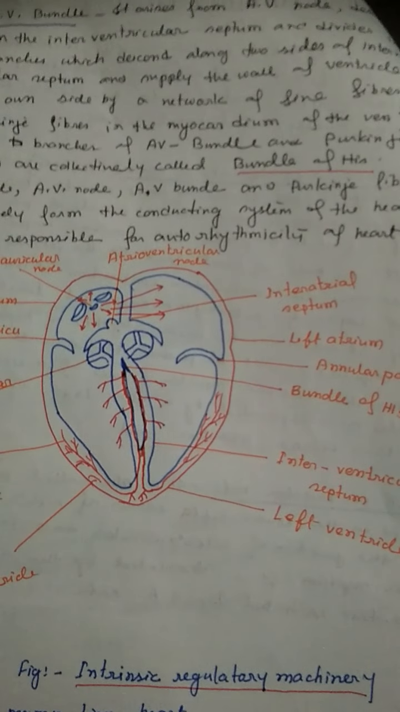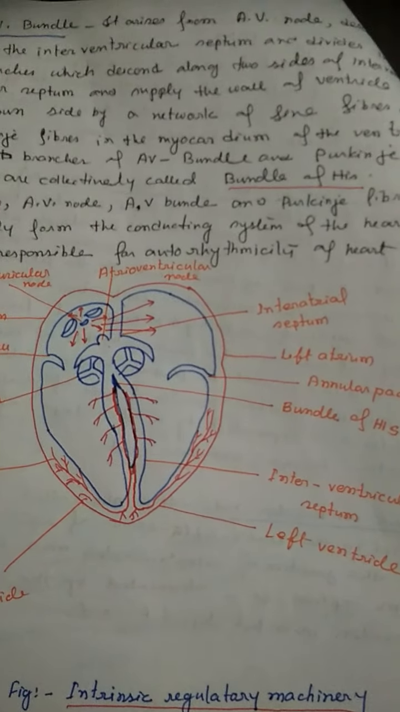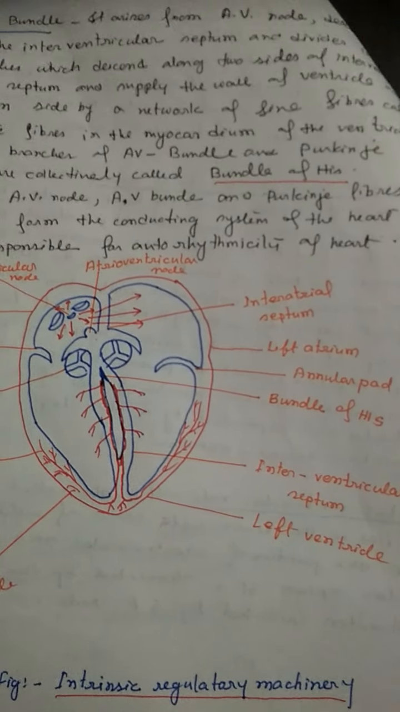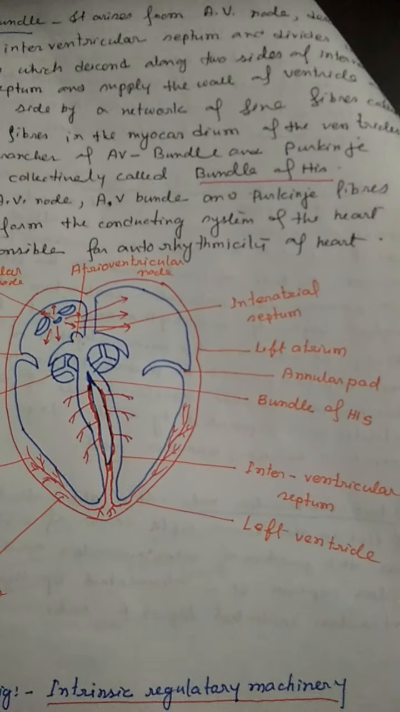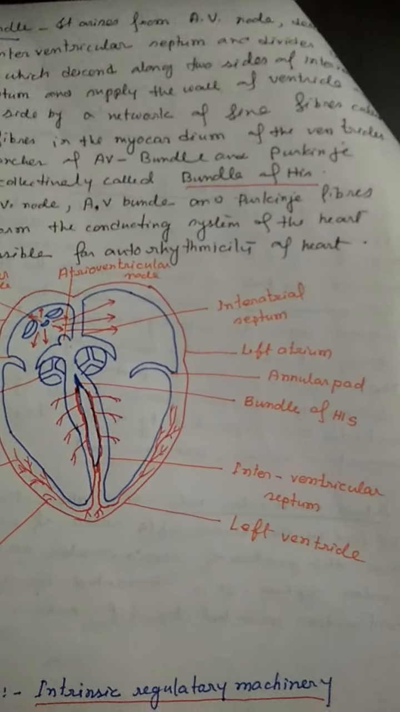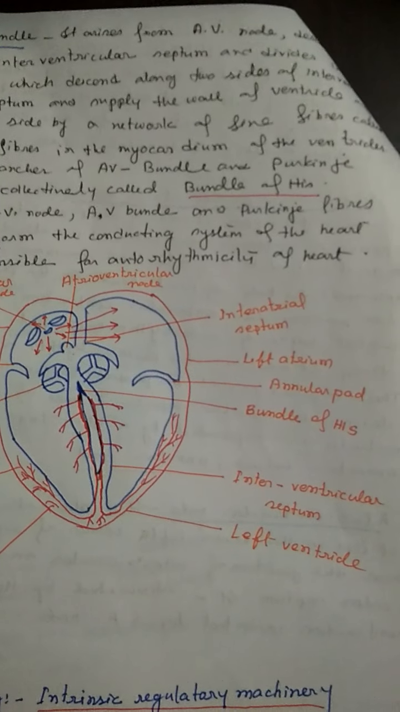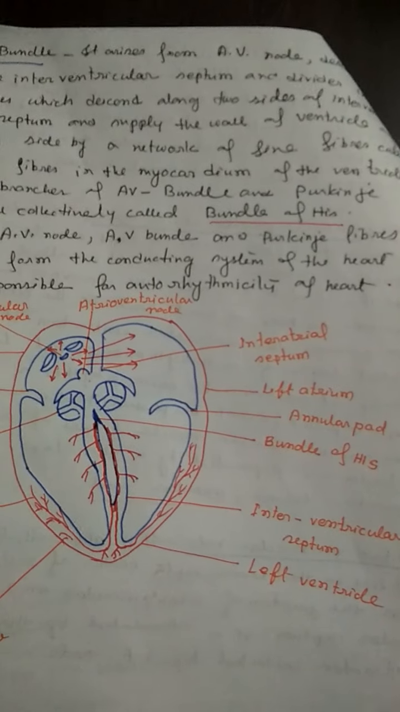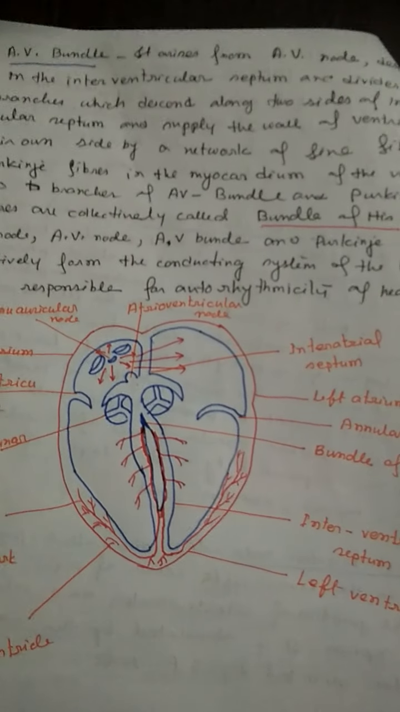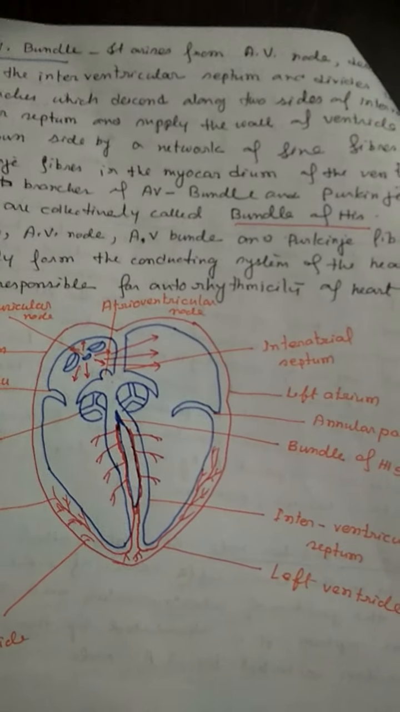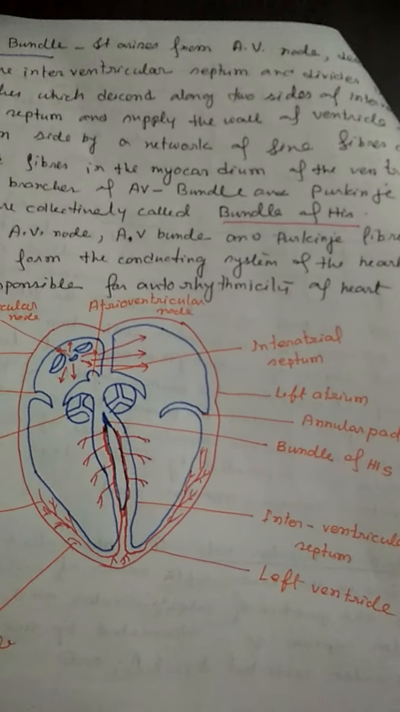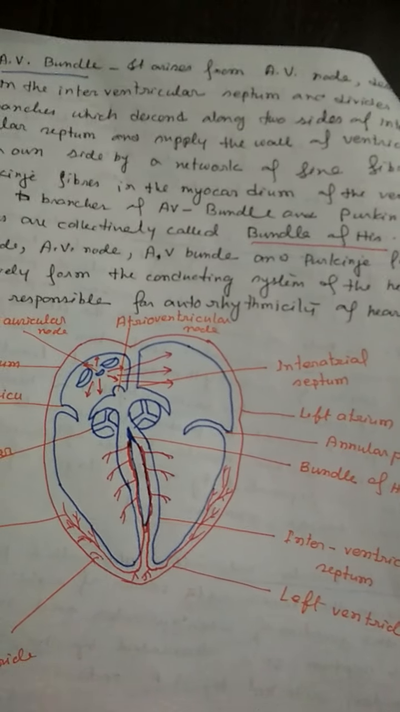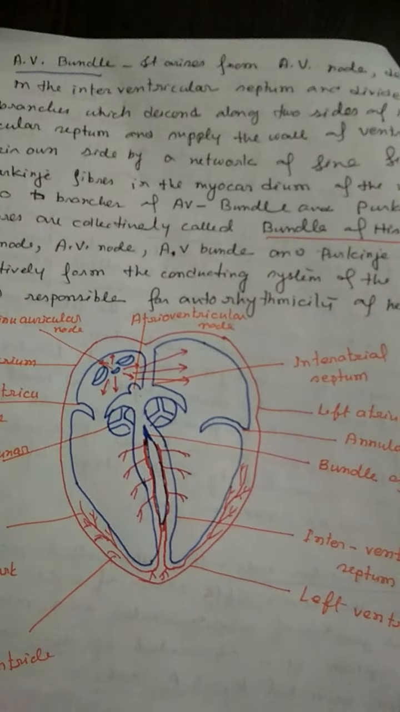The SA node, the AV node, the bundles and the Purkinje fibers collectively form the conducting system of the heart, and it is responsible for the autorhythmicity of the heart, okay. So these are the different types of muscles or nodes that control contraction and expansion, and this is known as the intrinsic regulatory mechanism of mammals, okay.